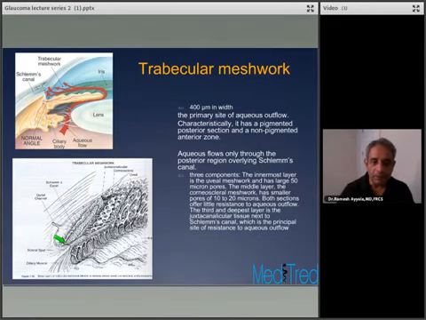Now remember again, this is a question that is frequently asked. The juxtacanalicular tissue next to the Schlemm's canal is the principal site of resistance of the aqueous outflow pathway.